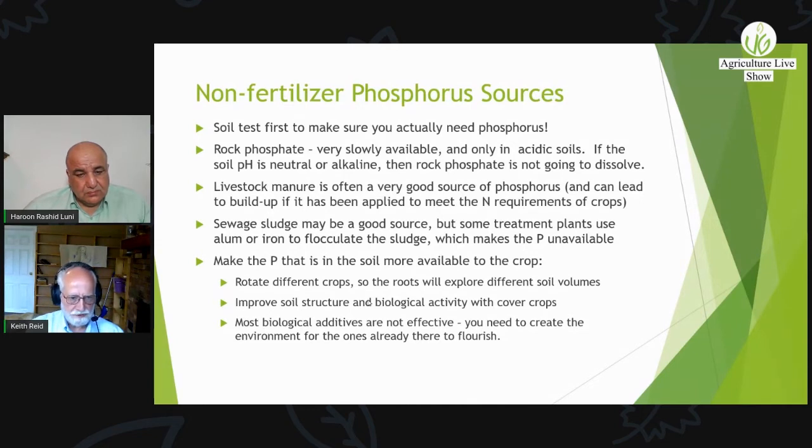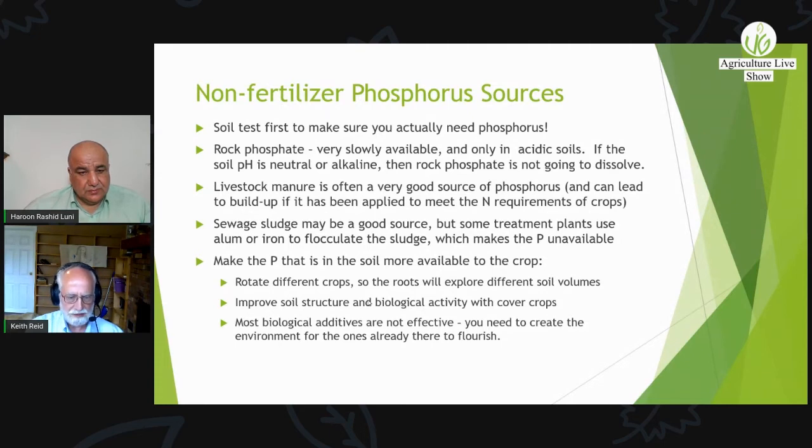And the final thing is using the phosphorus in the soil more efficiently, making it more available to the crop. So we do that by rotating different crops, so the roots will explore different depths of soil and different soil volumes, and by improving the soil structure and the biological activity with cover crops, and livestock manure will help with that as well.